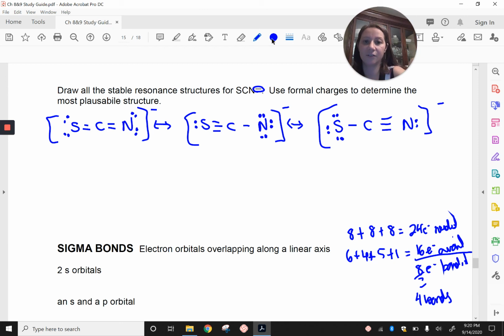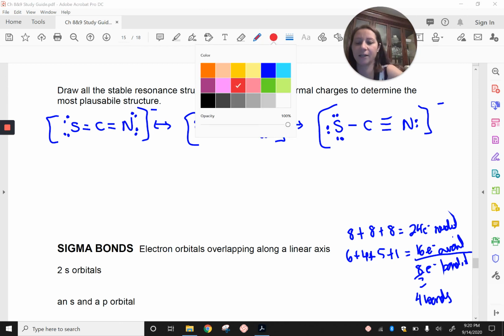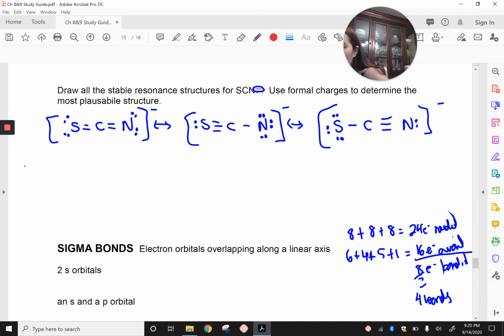So if I need to figure out what the most probable structure is, I can assign formal charges. So I'm going to calculate the formal charge for the sulfur, for the carbon, and for the nitrogen. Let's start with sulfur. Sulfur has 6 valence electrons. You subtract the number of electrons that are in lone pairs. So right here I have 4 electrons that are in lone pairs, plus, and then you count how many bonds are on that sulfur. So 2. So 6 minus 6 is 0.